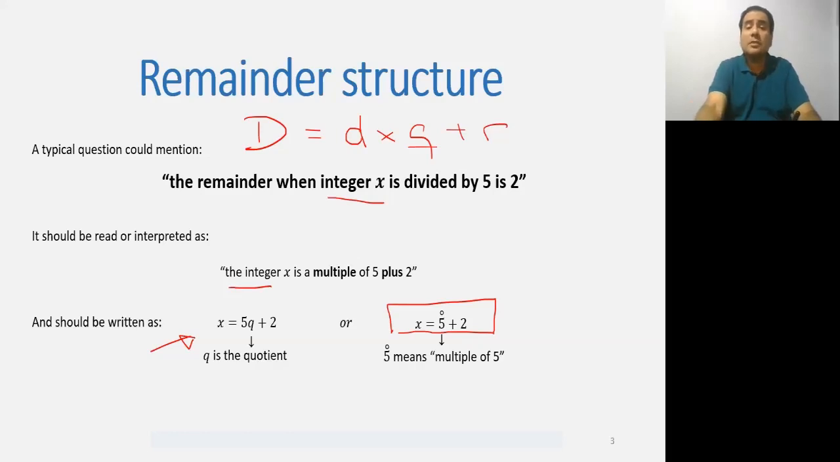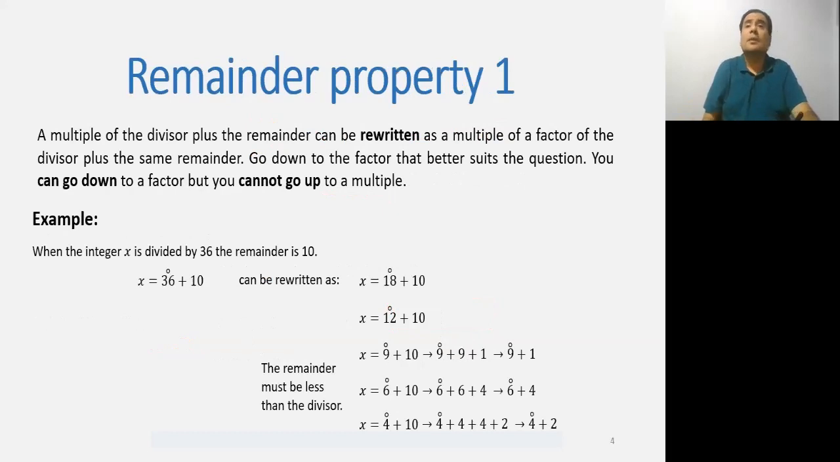Okay? So, let's talk about the first property of remainders. The first property of remainders says that a multiple of the divisor plus the remainder can be rewritten as a multiple of a factor of the divisor plus the same remainder. You can go down to the factor that better suits the question, but you cannot go up to a multiple. How is this understood? Let's see this by means of an example.